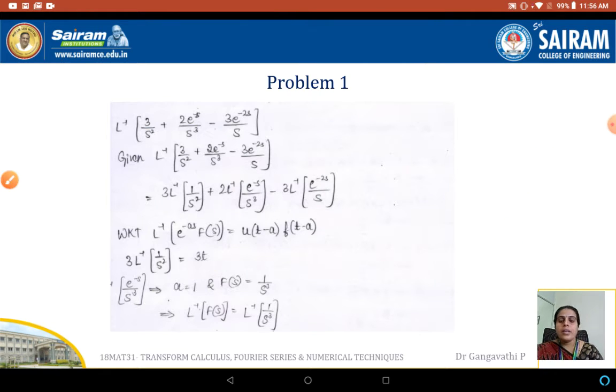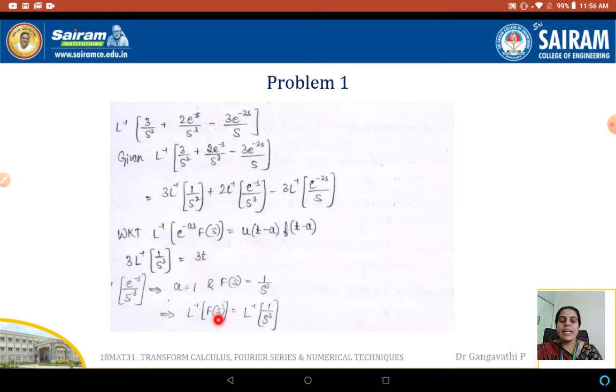Similarly, look at the second term. This term has 2 into e to the power of minus s by s cube, and we need to compare with a function which is multiplied by an exponential function. That property needs to be used. So for this term, the value of a in e to the power of minus as needs to be considered first. The value of a is 1 and f of s is 1 by s cube.